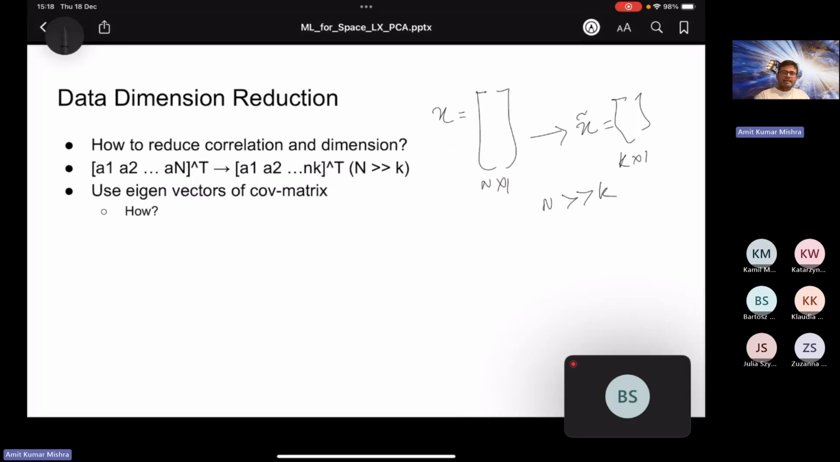We can use the eigenvectors of the covariance matrix of this data. I will not derive those things, but this is what PCA involves. What you do in PCA is you take the data. From the data, you find the covariance matrix. From the covariance matrix, you find the eigenvalues and eigenvectors, and that will give you everything that you need. Okay, so let's go step by step.